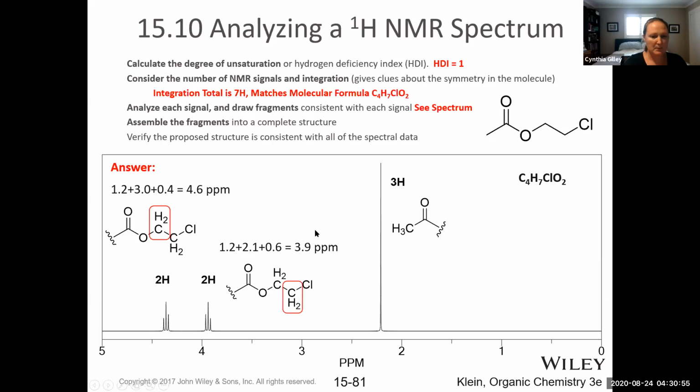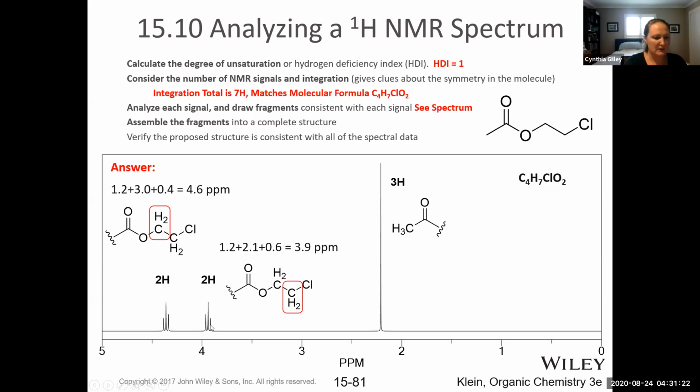Okay, moving on to the other signals here. They're, in a lot of ways, identical signals. So it's almost like you can analyze them together when they're identical. What do I mean by identical? Very similar chemical shift, the same exact splitting pattern, and they integrate for the same thing. So I would start with drawing a CH2 because it integrates for 2 hydrogens.